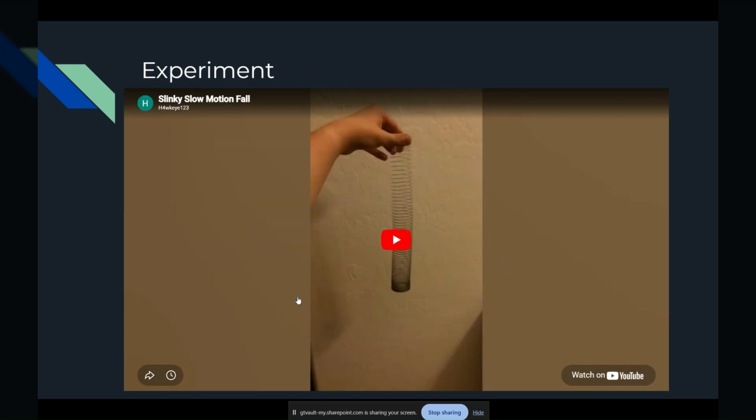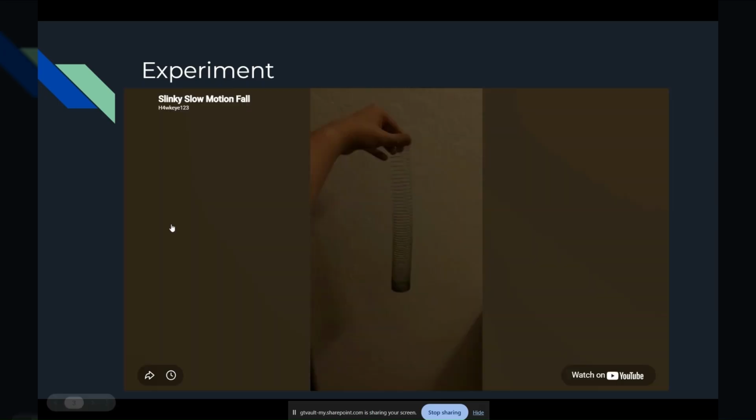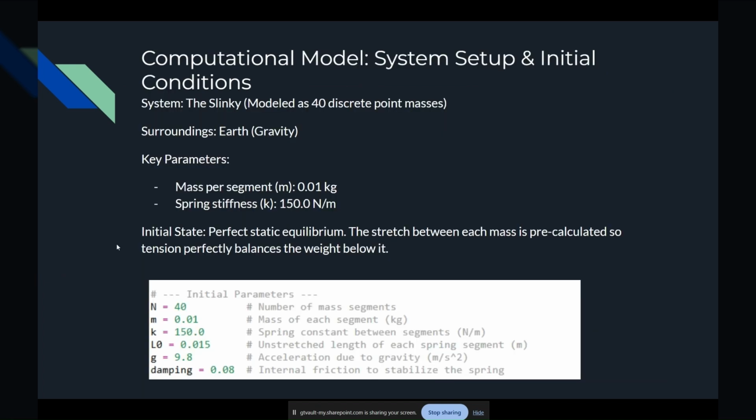Here's a quick demonstration. All right, moving on to the computational model.